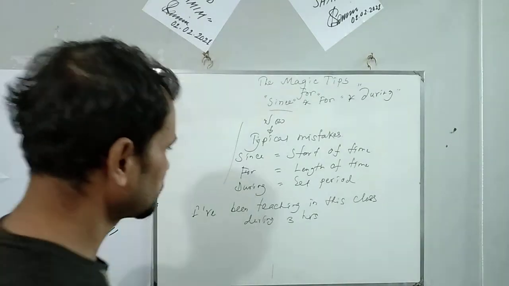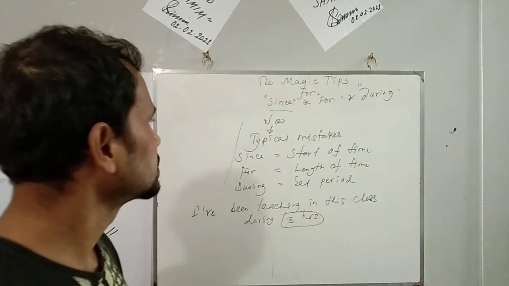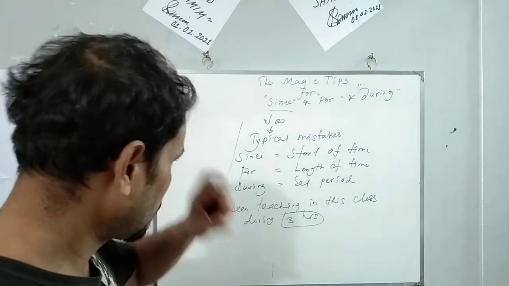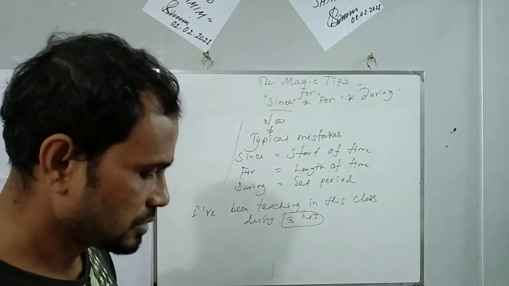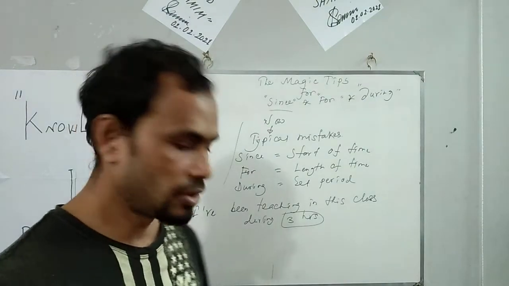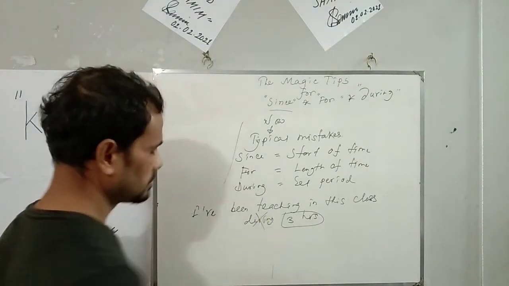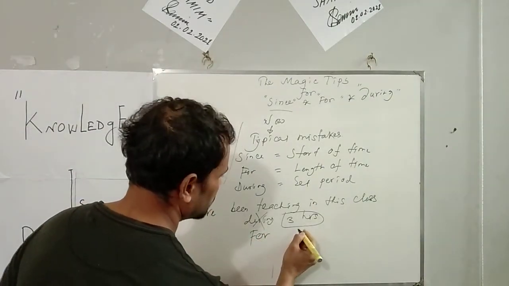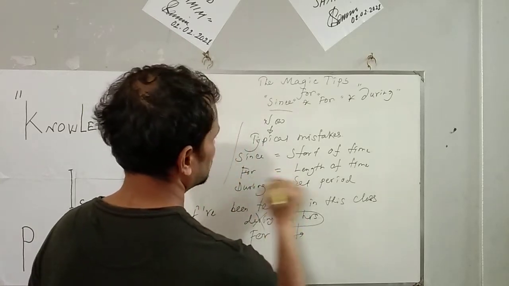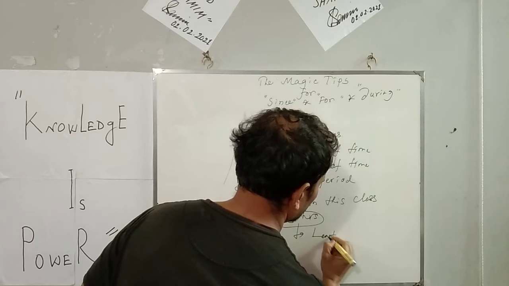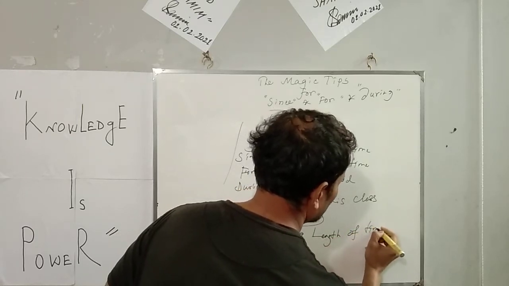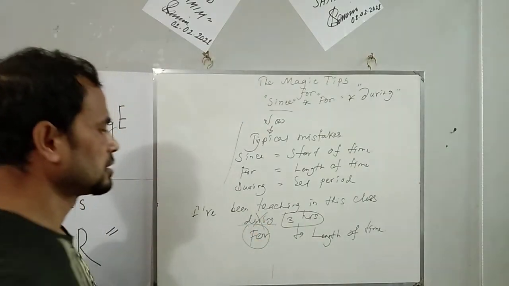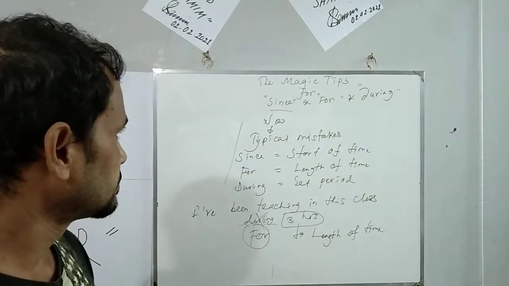This is not correct because 3 hours is the length of time. Okay. So we cannot use during here. We can use for, because 3 hours is the length of time. That's why we cannot use during. We use always for. Okay. Next sentence.